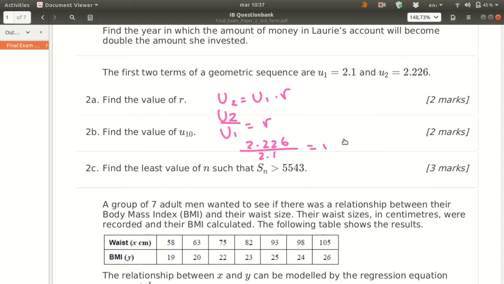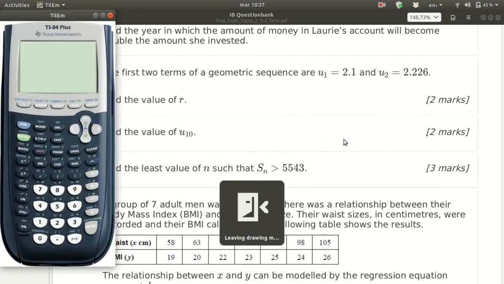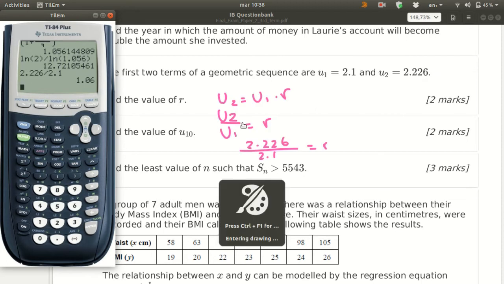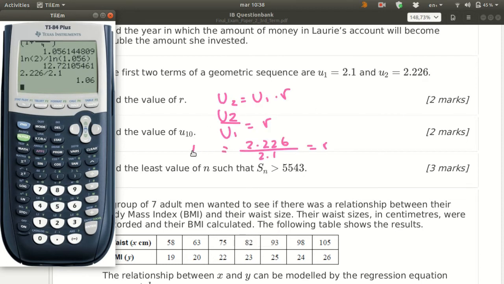Of course, we're going to have to plug it into our calculator. So we're going to go back to the regular mode, 2.226 divided by 2.1, 1.06. So that is 3 significant figures. So we don't need to round it. So 1.06, okay?